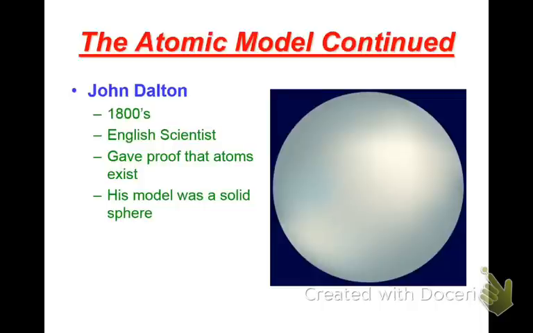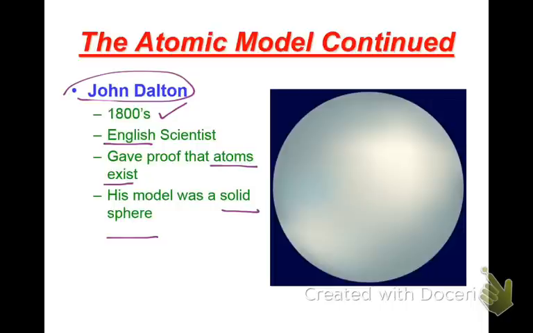2,000 years later, basically, give or take, there are models that came along the way that changed that thought. But kind of the big turning point, eventually we get to the point where we have John Dalton's model. John Dalton, 1800s, he was an English scientist. He was the one that gave proof that atoms existed. He was the first one that really said, hey, here's an atom, hello. And his model was basically a solid sphere.